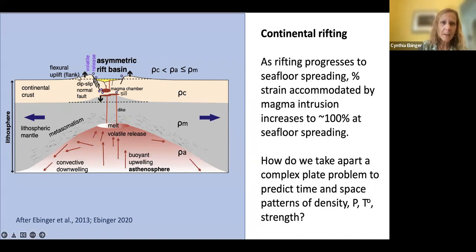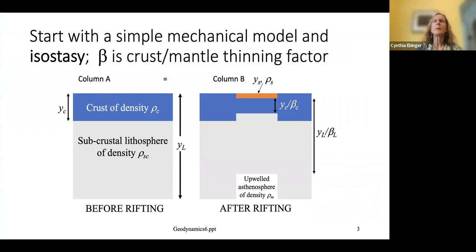In some cases, we know that there are volatiles, and large amounts of volatiles, rising upward, because we actually can measure those volatiles, not just coming up at volcanoes, but coming up along fault systems. Okay, so, the simplest case, we take a simple mechanical model. Here's our crust, there's our subcrustal mantle lithosphere. There's an asthenosphere underneath. This is what it looked like before.